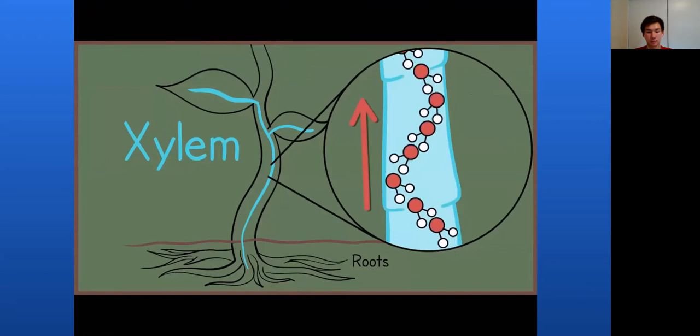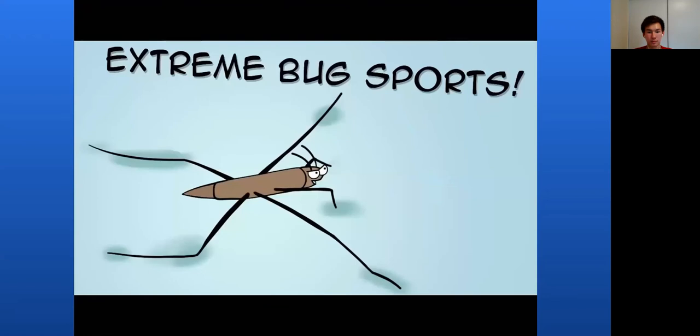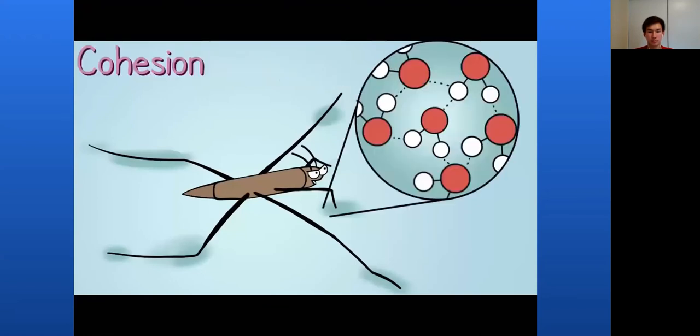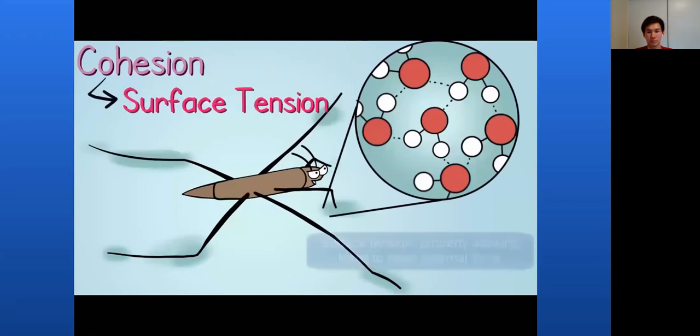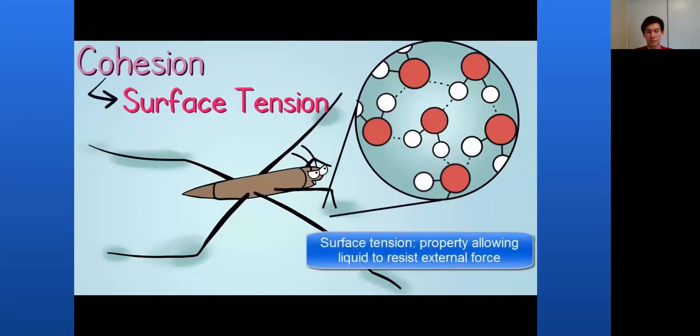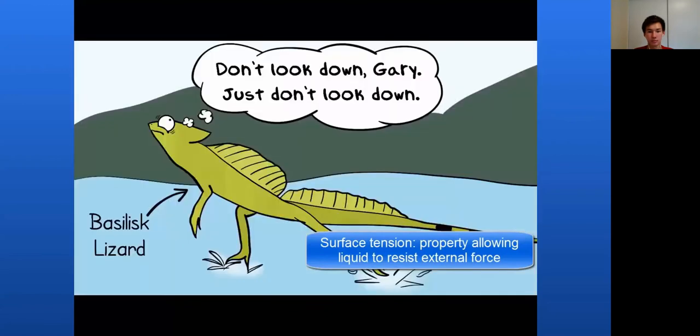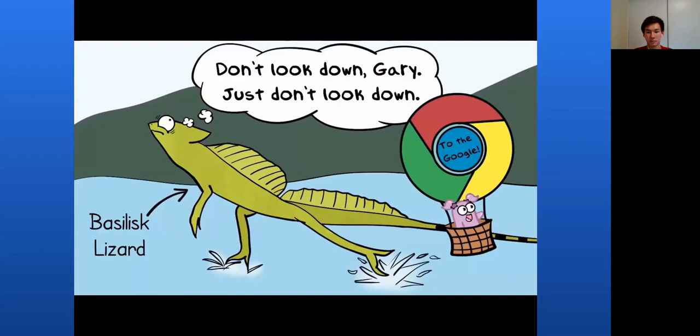Cohesion is also a reason that water striders, one of our favorite insect types, can skate on water. Cohesion contributes to the surface tension of water. Water actually has quite a bit of surface tension compared to many other liquids. And it's not just water striders that can walk on water. There are a lot of insects, spiders, and even larger animals like reptiles and some birds that have the ability to walk on water.